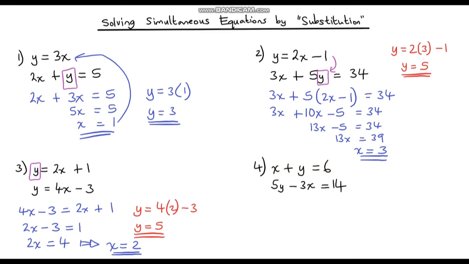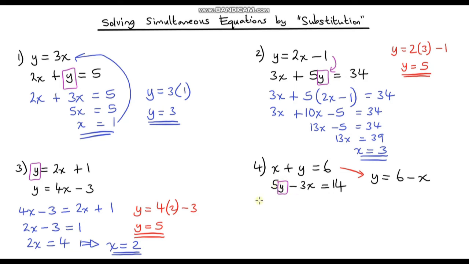So if I take this first equation and we want to make y the subject, to get y on its own we're going to have to subtract x from both sides. If we do that, we'll be left with y is equal to 6 minus x. I've just rearranged this formula to make y the subject. And now we've got y on its own, we can substitute this into our second equation.